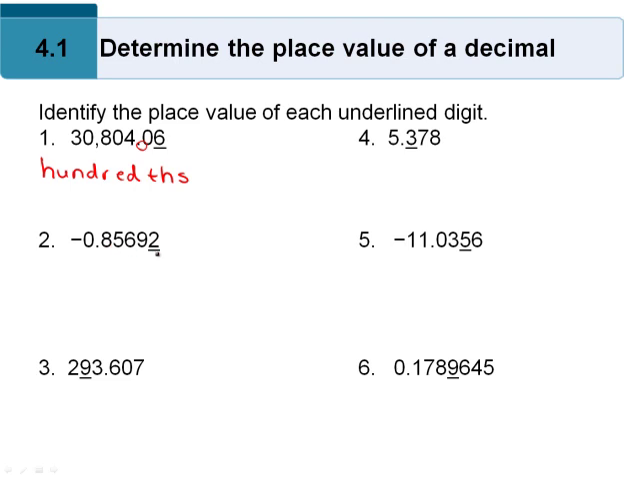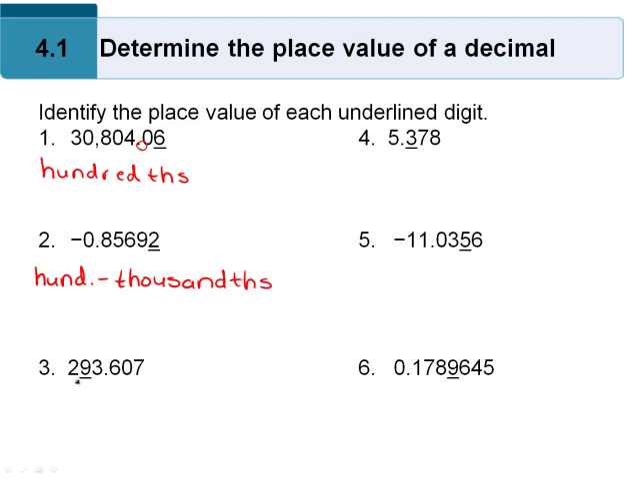Okay, number 2, negative 0.85692, we want to figure out the 2. Starting at the decimal point, you're going to count to the right to that decimal place. Tenths, hundredths, thousandths, 10,000ths, 100,000ths. Let's try that again: tenths, hundredths, thousandths, 10,000ths, 100,000ths. Yep, so that would be in the 100, and I'm just going to abbreviate 100 there, thousandths. That's a very long word.